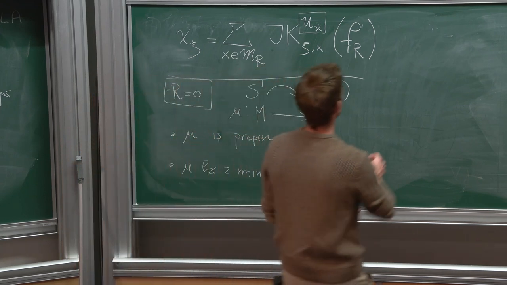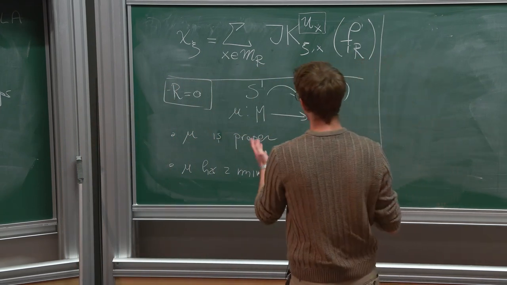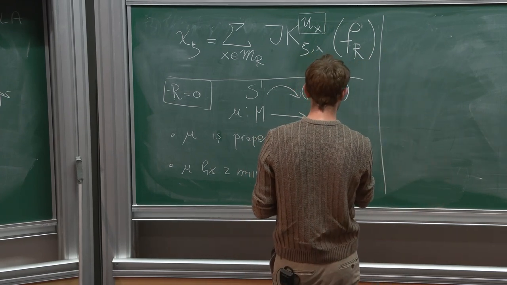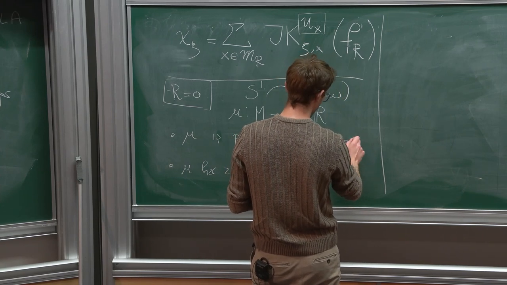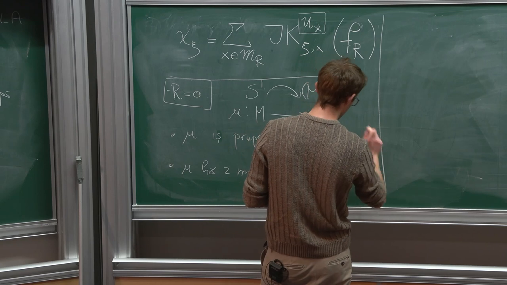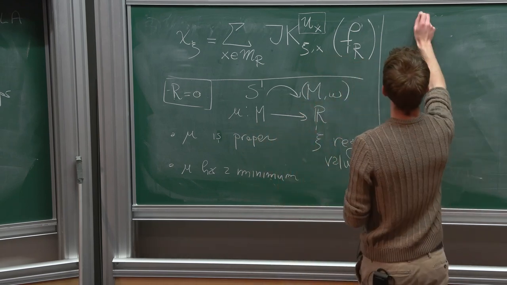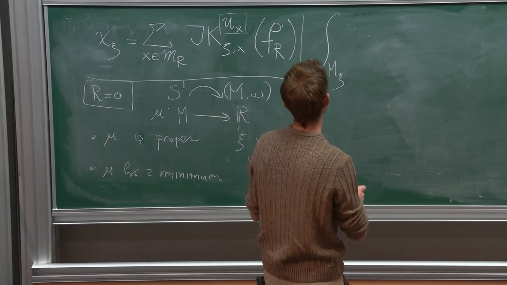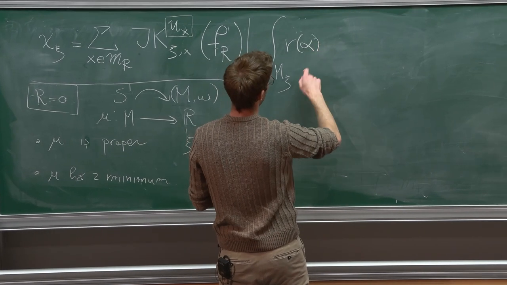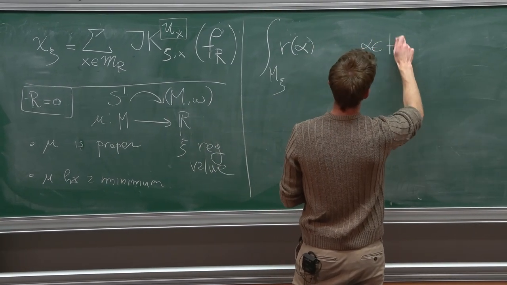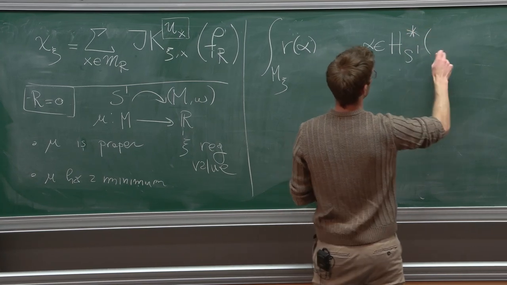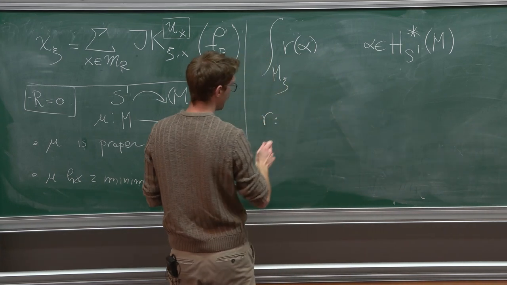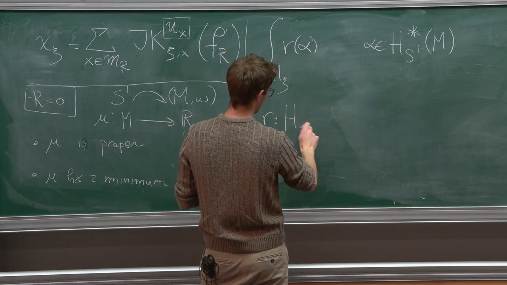In this context, I said we want to integrate things on the quotient. So of course we choose a regular value for the momentum map. We want to integrate things on the symplectic reduction, and the things we want to integrate are of this form: R alpha, where alpha is an equivariant cohomology class coming from M. This map R is called the Kirwan map, and it's defined in this way.